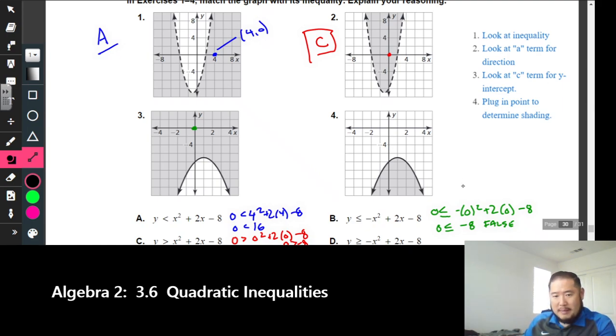Number 3 right here will happen to be letter D. Let's just double check right here. We'll plug in 0 greater than or equal to all this stuff. And 0 is greater than or equal to negative 8. This right here is true. And so that means number 3 is letter D. And do the process of elimination, but we also proved it right here. Number 4 is letter B. Because remember, if I pick 0, 0, it should not be shaded, and that makes it false. And that's why letter B happens to be number 4.